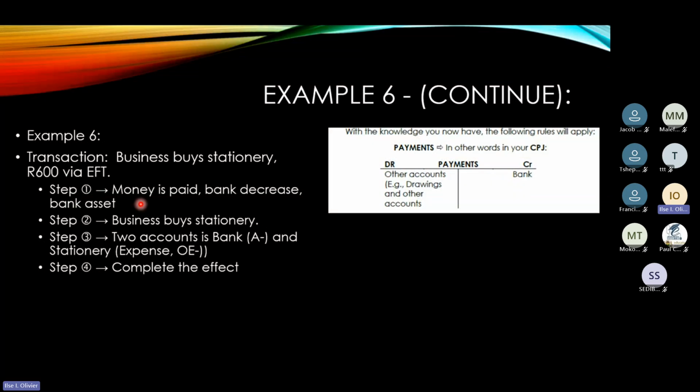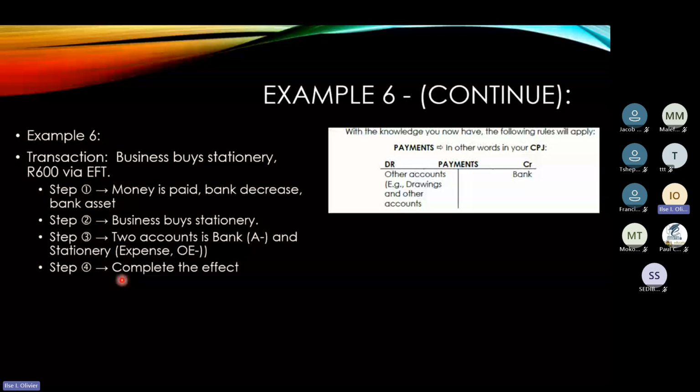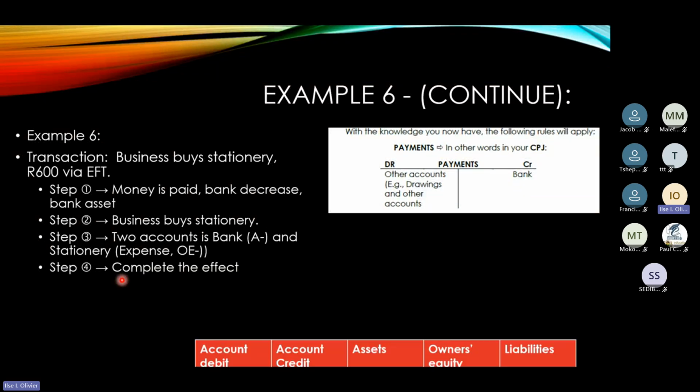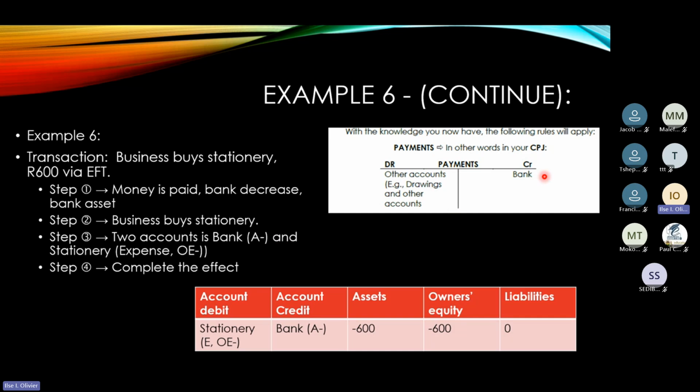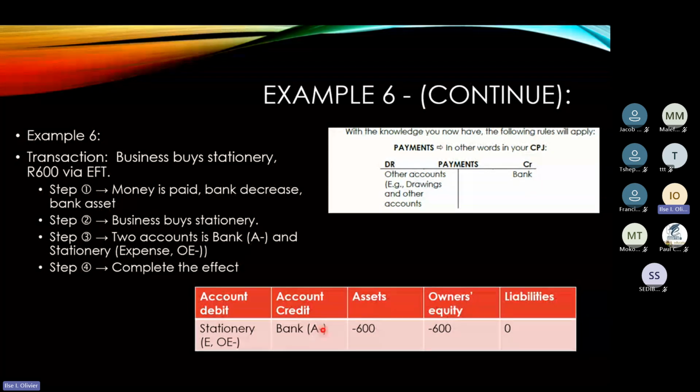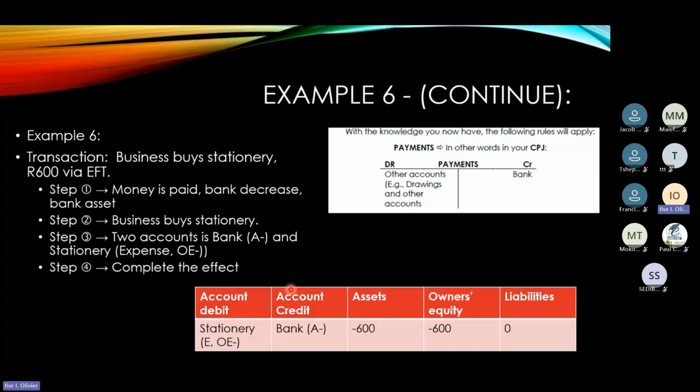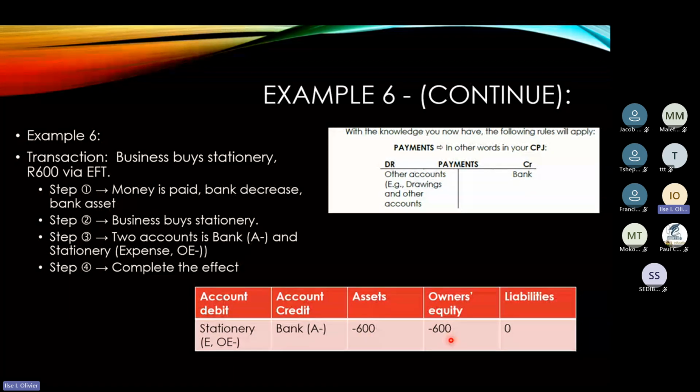What happened? You paid money, bank decreased, bank is an asset. You buy stationery. What are your two accounts? It's bank and stationery, and then you complete your effect. But now you must remember, you can't just write the two accounts. They're going to ask you which one is debited and which one is credited. If you can remember that bank is an asset and an asset that decreases is credited, you can already write your bank, assets decrease. And then we have our other account that will be debited, stationery. Stationery is an expense that decreases your owner's equity. Now you complete your accounting equation.